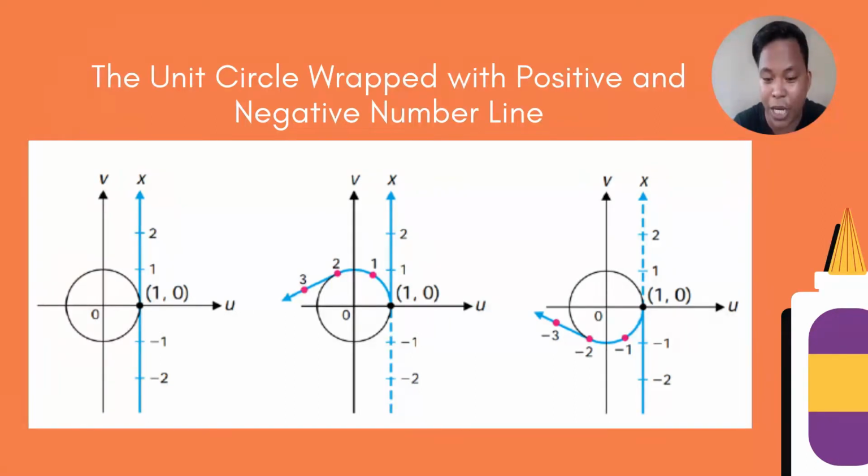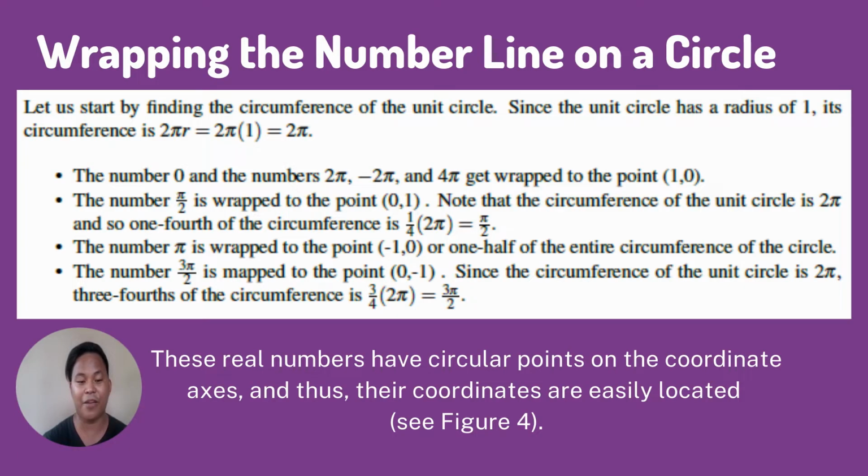And in the figure at the right, the negative part of the number line is shown as it is wrapped around the circumference of the unit circle in a clockwise direction. Note that the number line is infinitely long and thus it will be wrapped around the circle infinitely many times. As a result, infinitely many different numbers from the number line get wrapped to the same point on the unit circle. Let us start by finding the circumference of the unit circle.